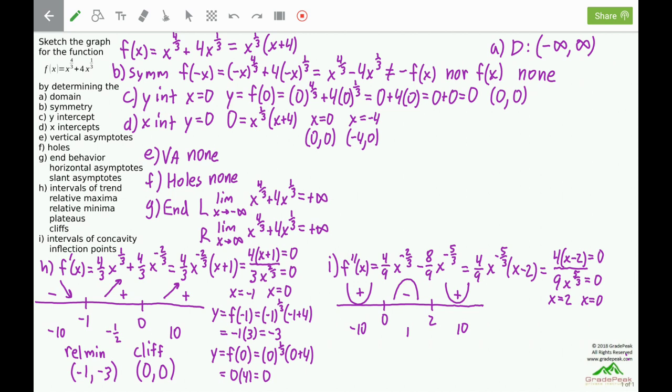Right at x equals 0, we have the concavity changing from concave up to concave down. So x equals 0 will be an inflection point. It has an x-coordinate of 0 and a corresponding y-coordinate that can be found by plugging the x-coordinate back into the original function.